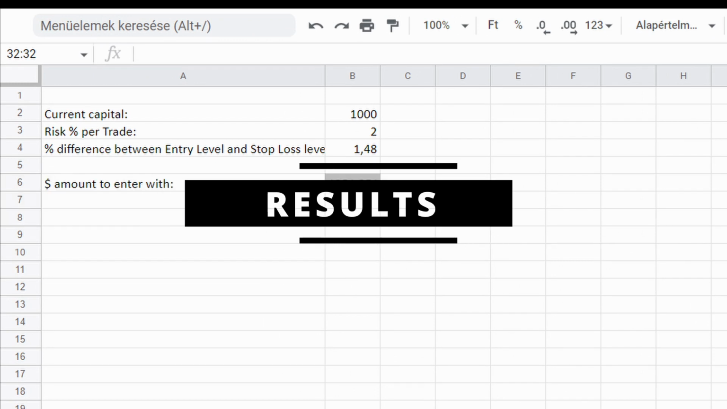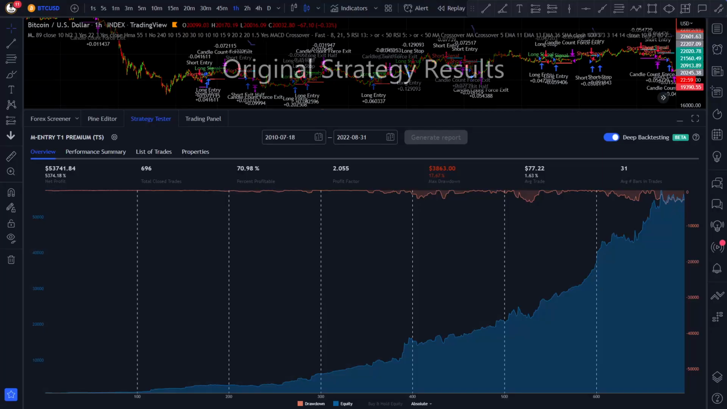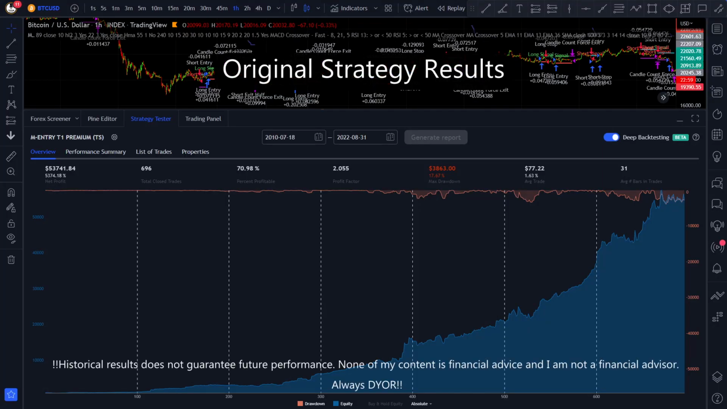And now, let's see the results. Here are the results for the 12-year Bitcoin price data. These results include trading fees also.